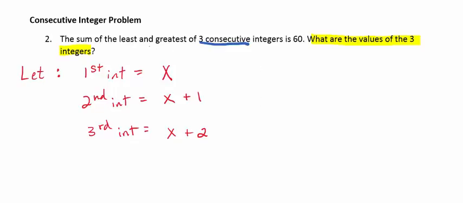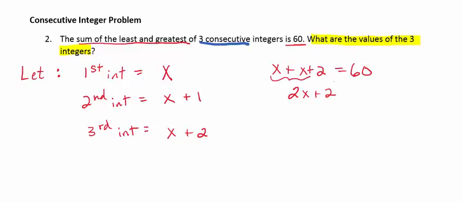All right, so the sum of the least and the greatest. That means I'm going to add the smallest and the largest. So x plus x plus 2 is 60. So equals 60. And combine like terms here. 2x plus 2. Results right there. 2x plus 2 equals 60.